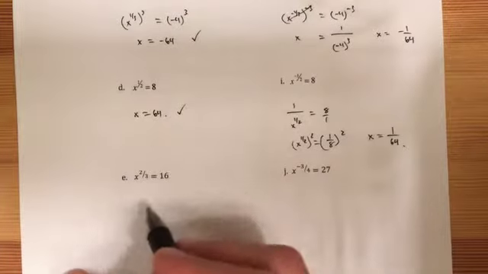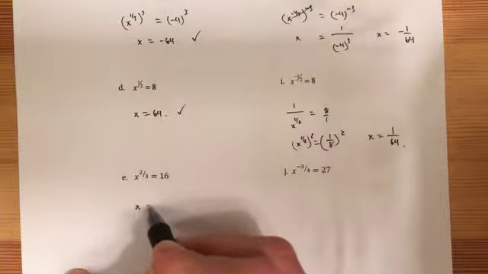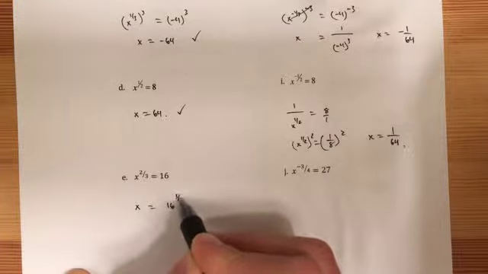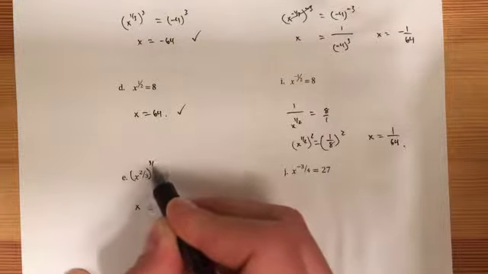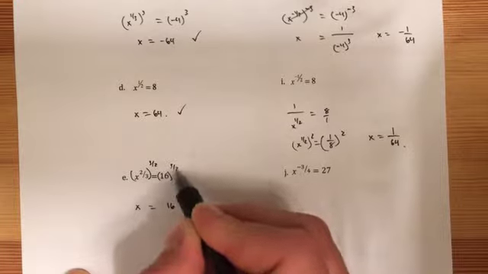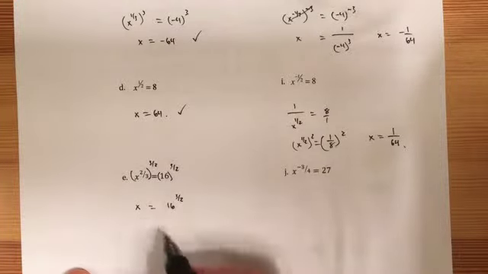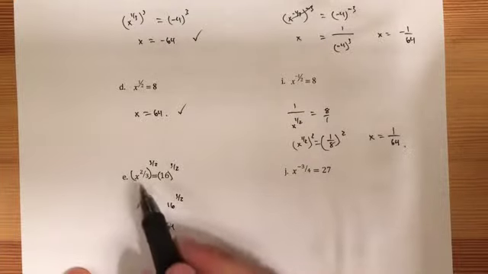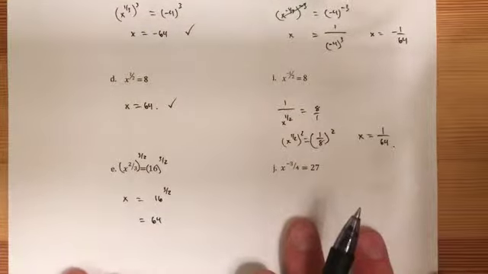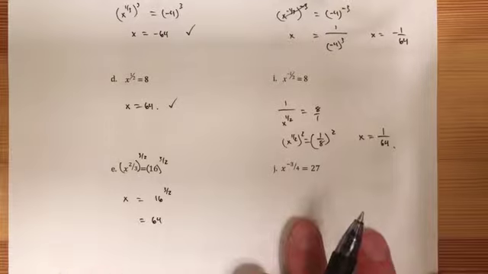Finally, x to the 2/3 equals 16, so that means x equals 16 to the 3/2, because I can raise both sides to the 3/2 power. And this means the square root of 16 cubed, which is 4 cubed, which is 64. Certainly, the cube root of 64 squared is 16.